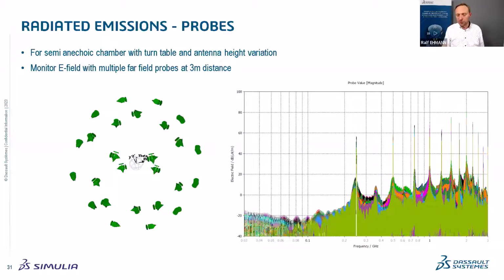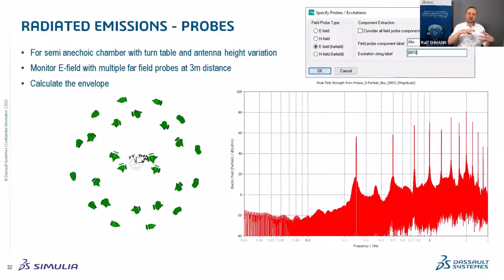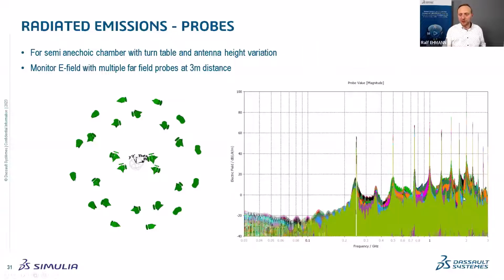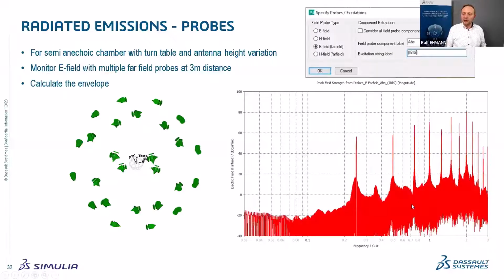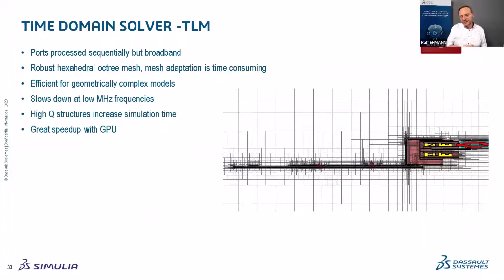And now, of course, we can do post-processing. In a measurement, it's typically the worst case. When you measure a DUT with a turntable and with different antenna heights, you are measuring the worst case at every frequency. And basically the worst case is the envelope of all these individual field probes. So you see, I have all the individual field probes here, depicted by these different colors. And when the envelope is calculated, I get one resulting curve, which is the emission result. So that's our approach.